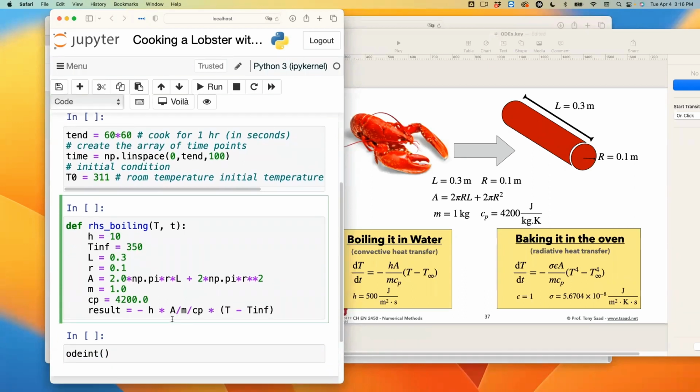Now you see this right-hand side doesn't have time in it, but that's okay. You have to put time as an argument because that's what ODEint requires, but we never use time in it. But we use T, that's our dependent variable. You could have called it phi here, then you have to call it phi throughout. Okay? That's the right-hand side boiling. Okay?